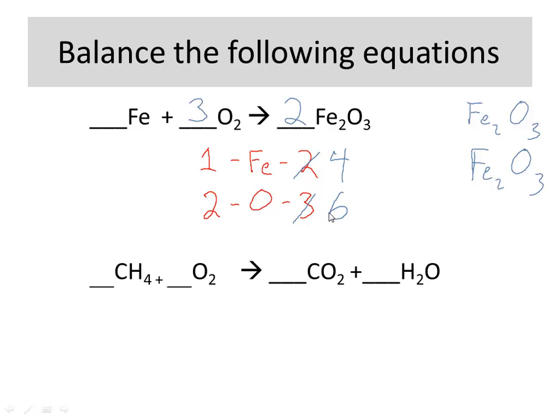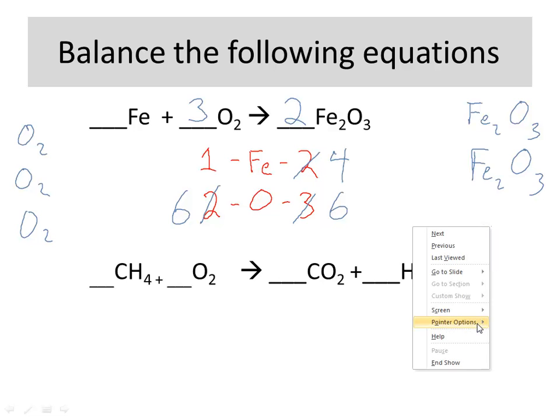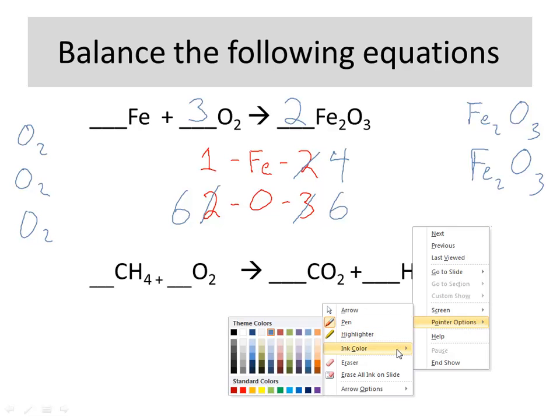Right? So now if I have 3 groups of O2, how many O's do I have? 6. Is this balanced yet? Is this a balanced equation? No. Not yet. So what do I have to do lastly?